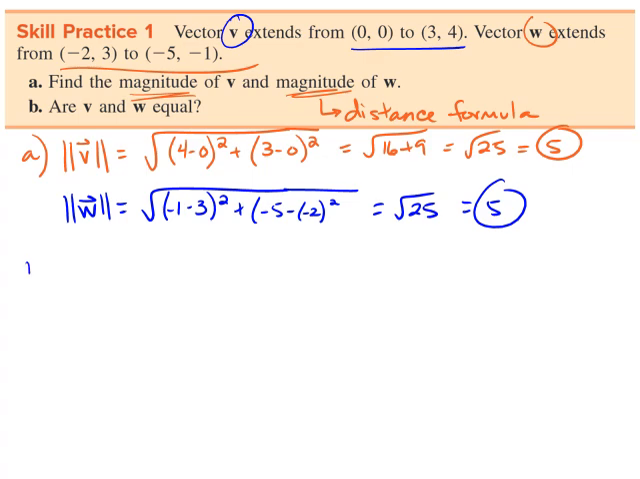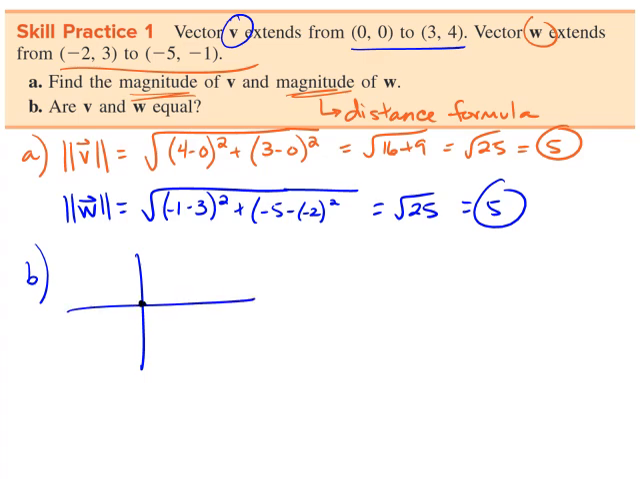Now, in part B, we have to determine if they are equal. Well, remember, in order for two vectors to be equal, not only do they have to have the same magnitude, but they also have to go in the same direction. So you can go ahead and plot these.